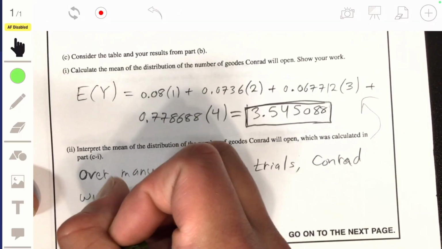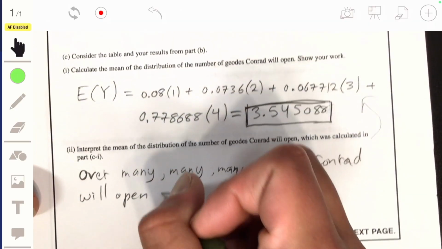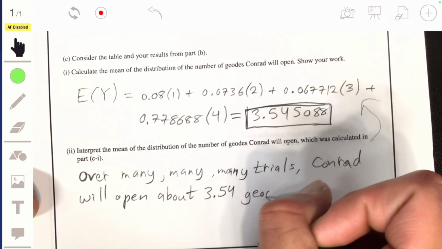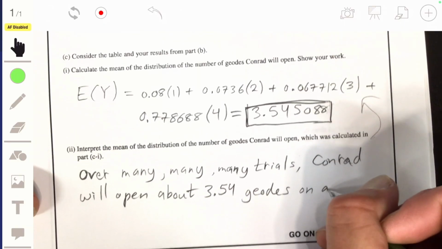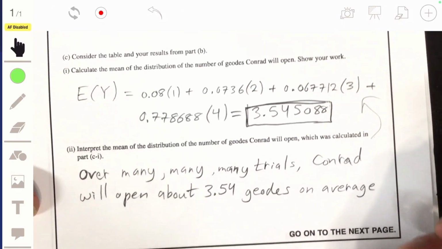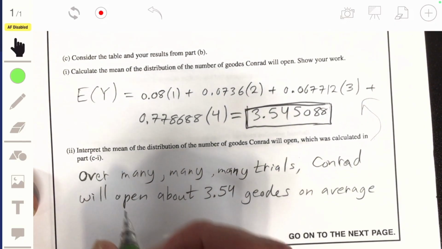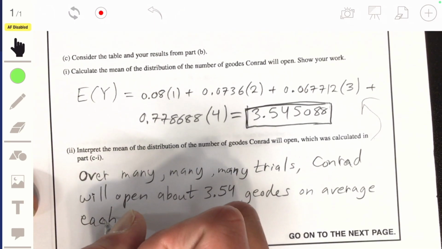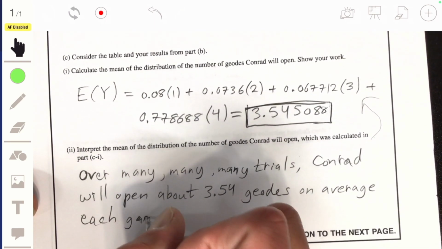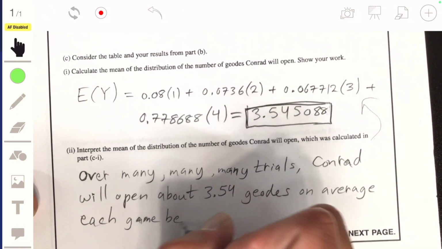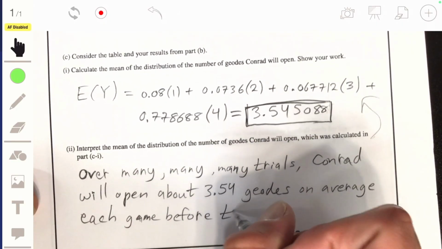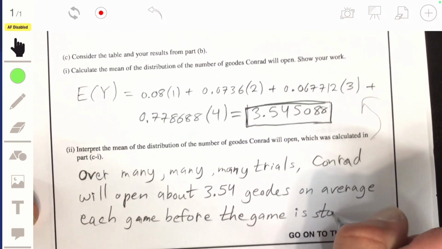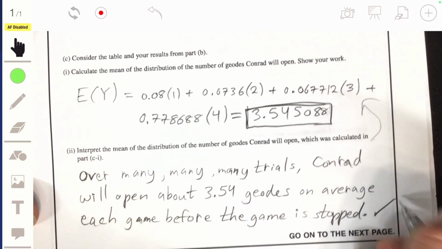Conrad will open about 3.54 geodes on average per each game before he has to stop the game. Each game before the game is over. On average, each game before the game is stopped. Yeah, so you want to just say that.